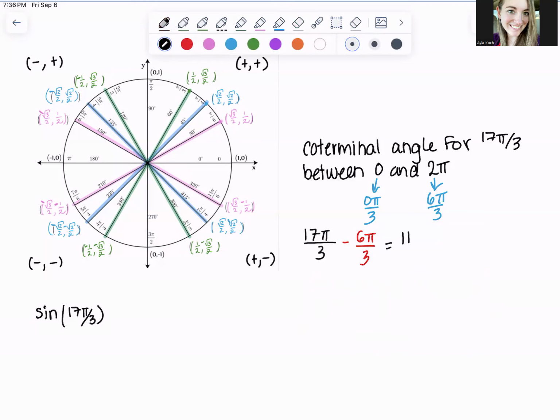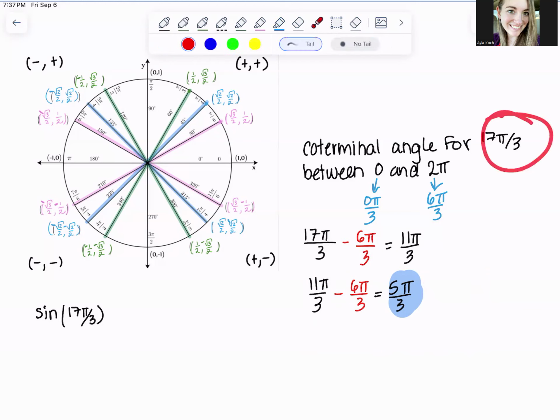All right, this is equal to 11 pi over 3. That's not small enough. The numerator has to be between 0 and 6, so 11 is too big. So 11 pi over 3, and we subtract another 6 pi over 3. So 11 minus 6, that's 5. So you can see where that math was coming from. 5 pi over 3, and that is between 0 and 6. So that is coterminal. So 17 pi over 3 is coterminal with 5 pi over 3.